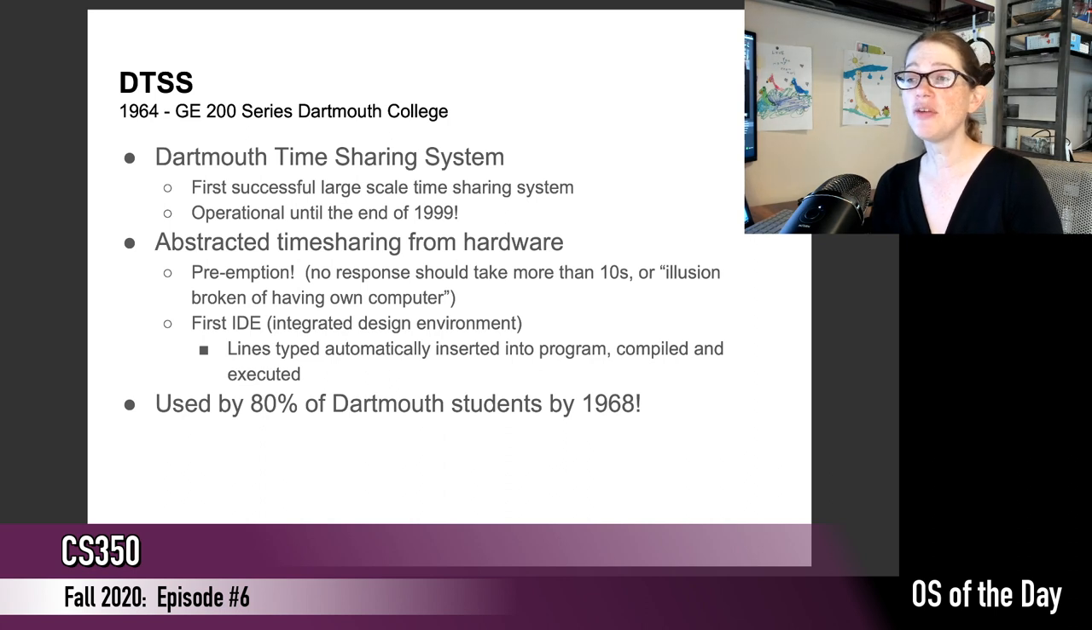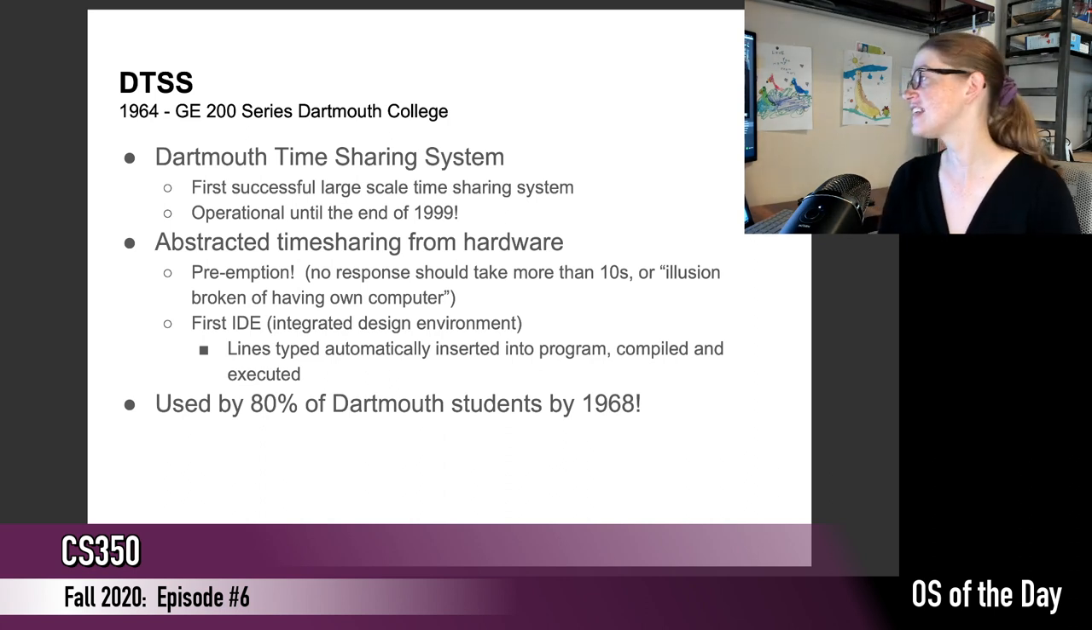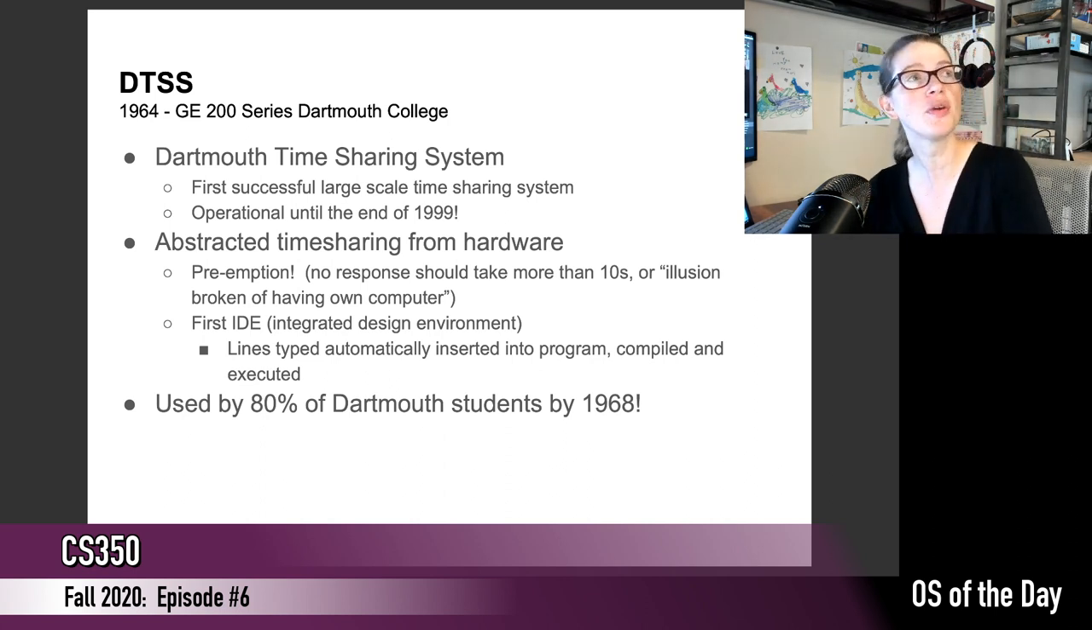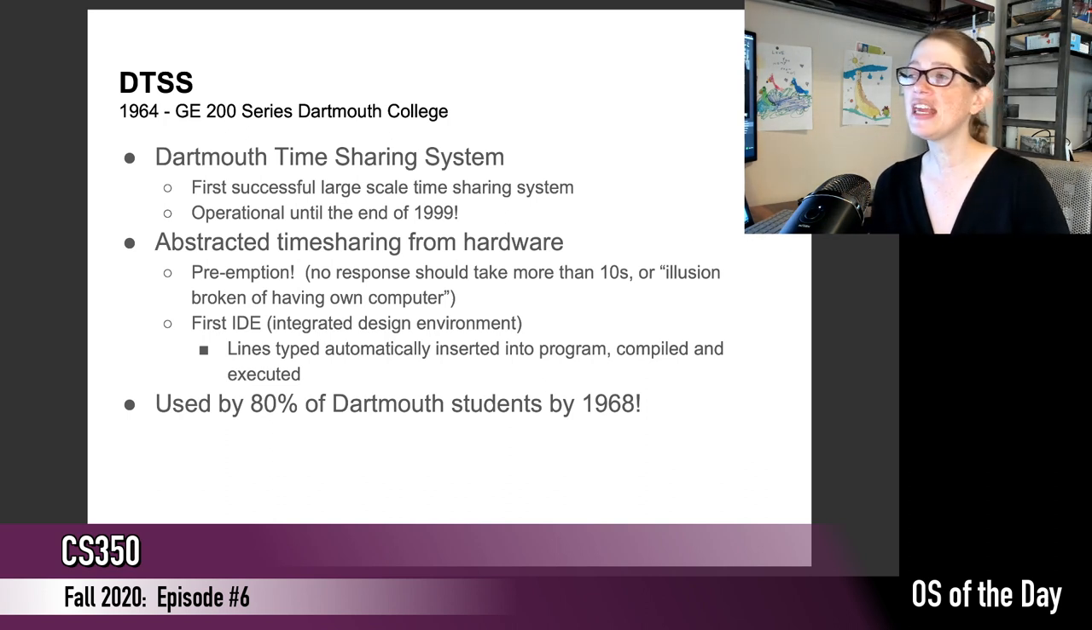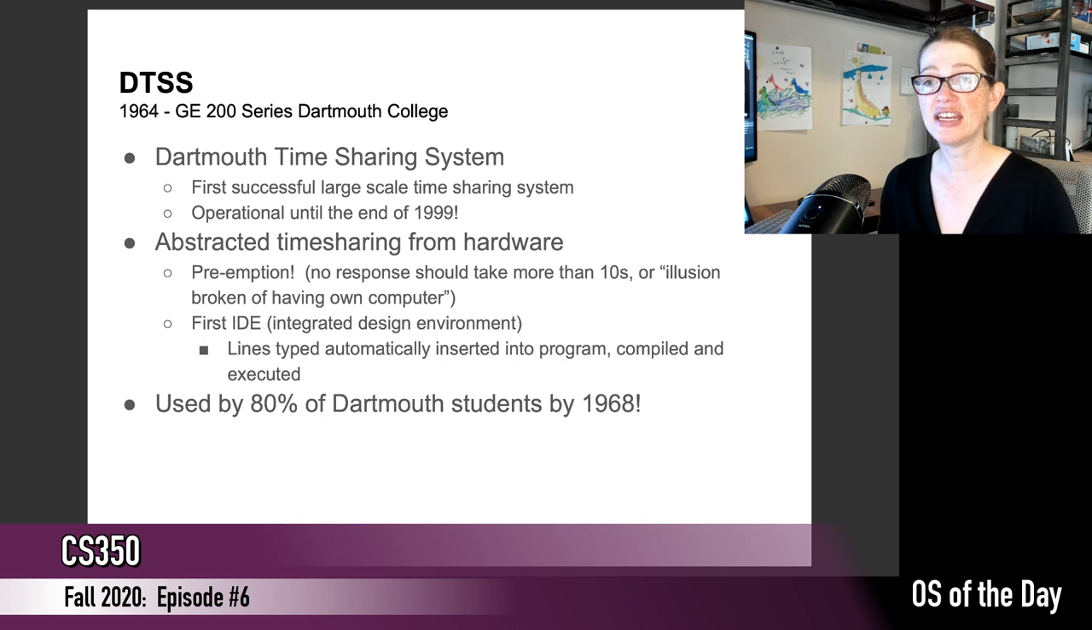So you might be thinking, oh, Dartmouth must be some big technical school and everybody, of course, wanted to write programs. No, it's not a technical school. They had arts people using it. They had science people using it. They tried to get everybody integrated into a computing environment. And that's a pretty interesting thing.